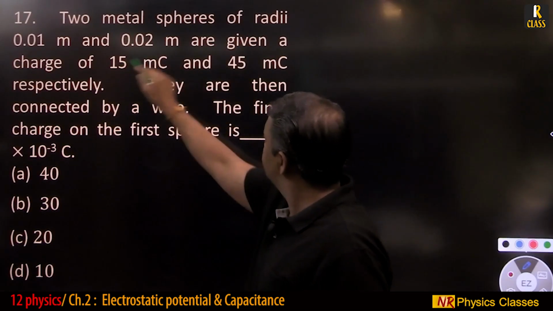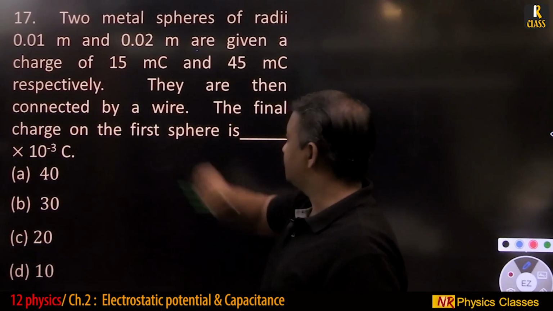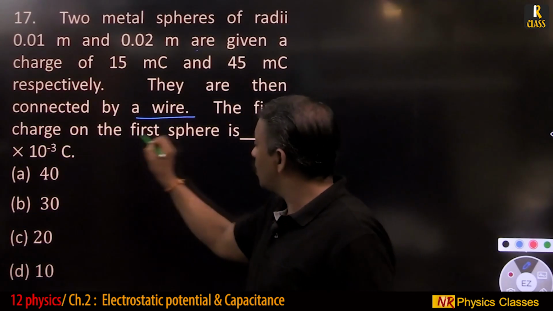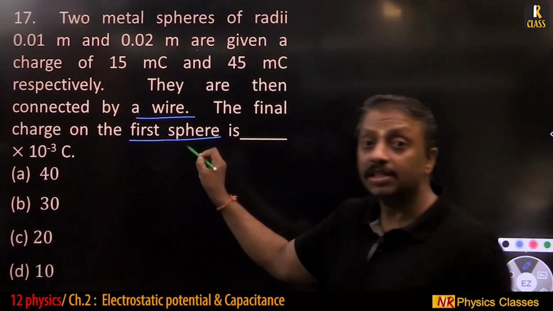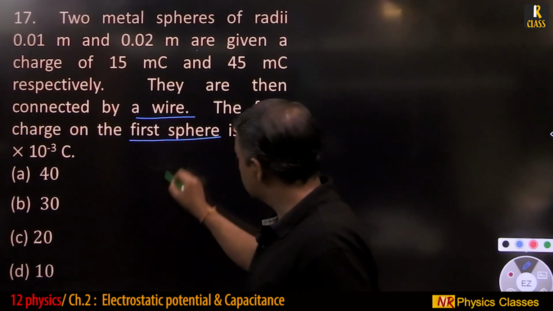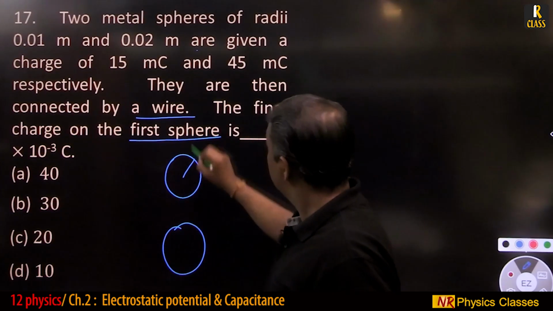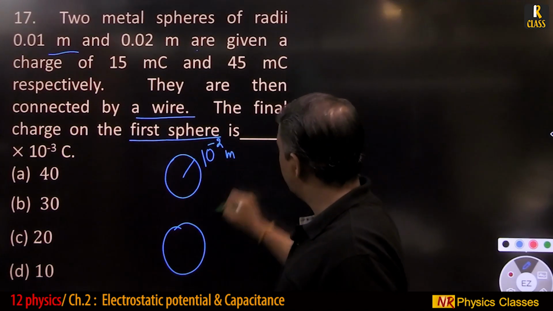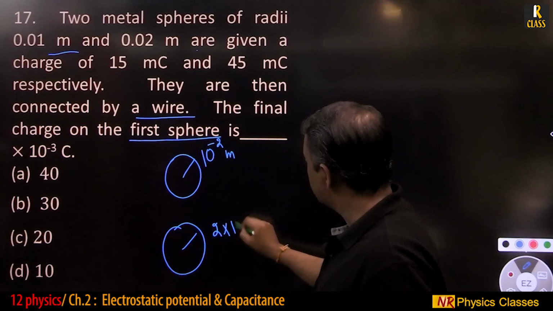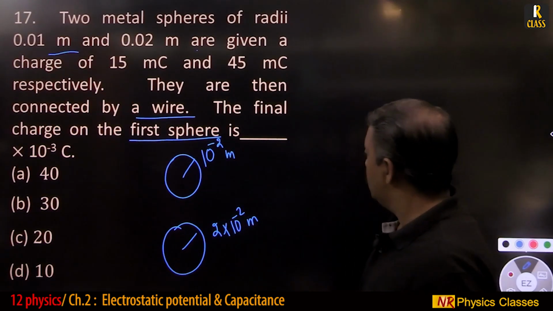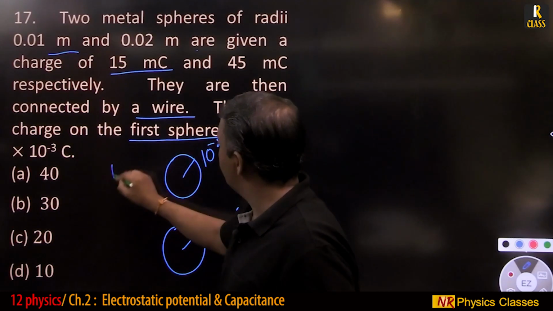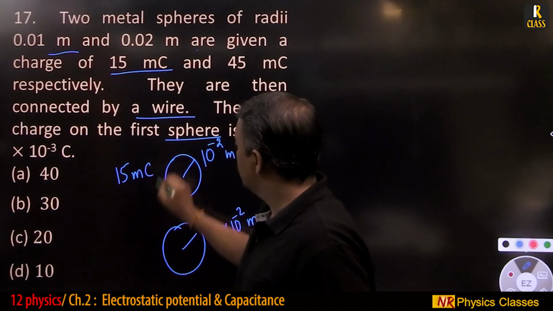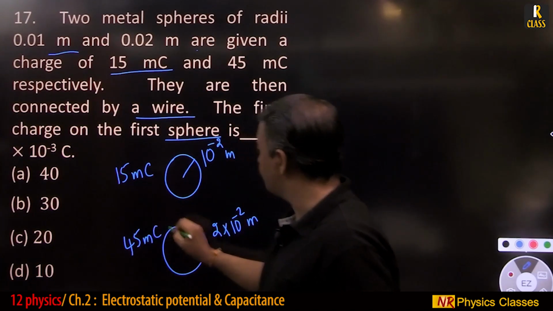Two metal spheres are given charges respectively. They are then connected by a wire. The final charge on the first sphere is asked. This is the first sphere and this is the second sphere. The radius of the first is 10 to the power of minus 2 meter, and the radius of the second is 2 into 10 to the power of minus 2 meter. Okay. The charge on the first is 15 millicoulomb, and the second is 45 millicoulomb.